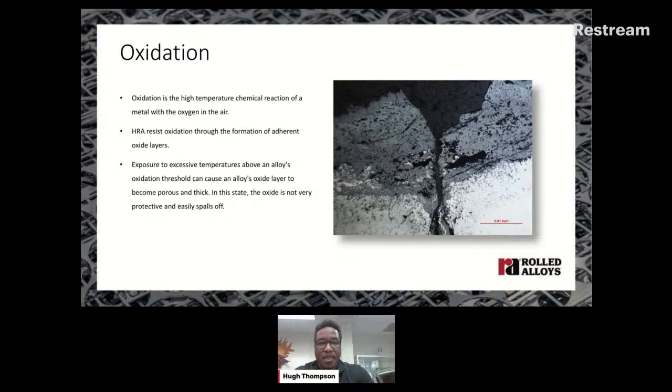porous and thick. As you can see in the microstructure to the right, the material at the surface has become brittle and porous. I should mention that this oxide layer is protective up until you surpass that oxidation threshold. After that point, the material will likely spall and contaminate your process.